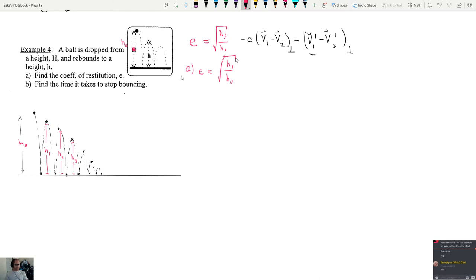Maybe we start off with a simpler question. How can I figure out the time that it takes for it to fall from its starting location down to the ground? How can I find how long it takes for the ball to drop from its starting location to the ground? Keep in mind that it's dropped from rest.